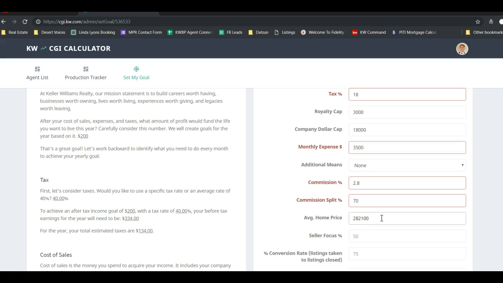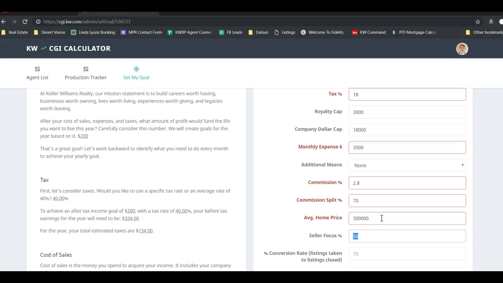I prefer to stick with 300. Just so that everybody knows, the average home price in Arizona is still at about 285. The average home price in the Phoenix market is actually over 300 now, like 304 or something. So this is where being conservative helps you. If we put in 300,000 and have an average home price of more, then we make more money. That's nice, right?